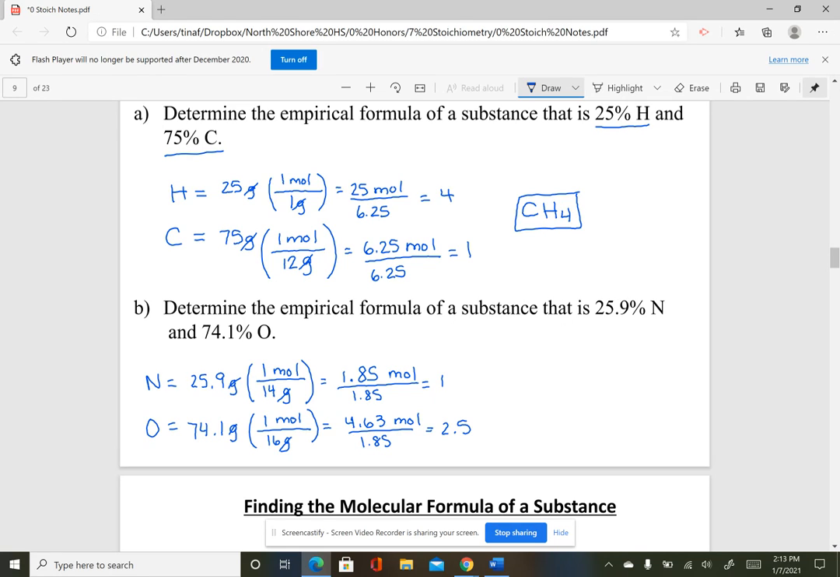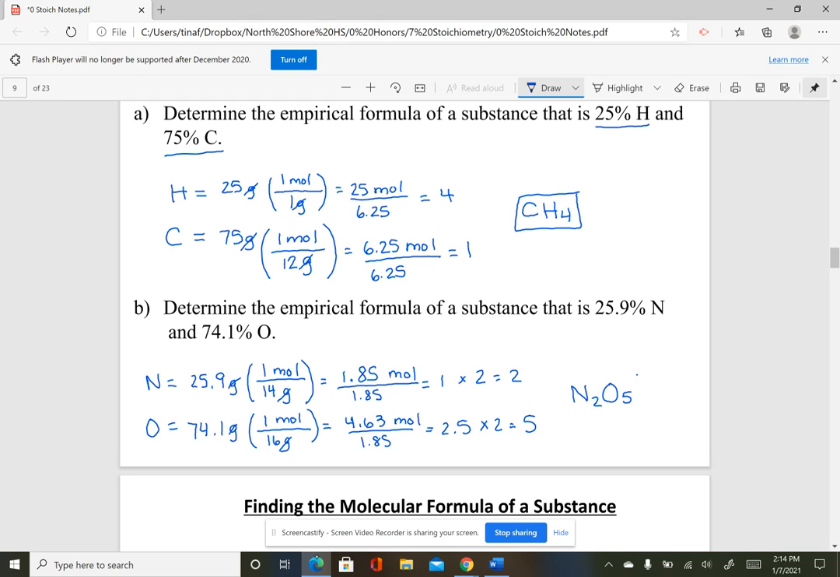So what you want to do to make that number a whole number is just double everything. If I times this by 2, this becomes 2. And if I times this by 2, this becomes a 5. So you just want to multiply by something that makes it a whole number, and if you multiply one of the elements, you have to multiply all of them. Now I know my ratio of nitrogen to oxygen is 2 to 5, so my empirical formula will be N2O5.